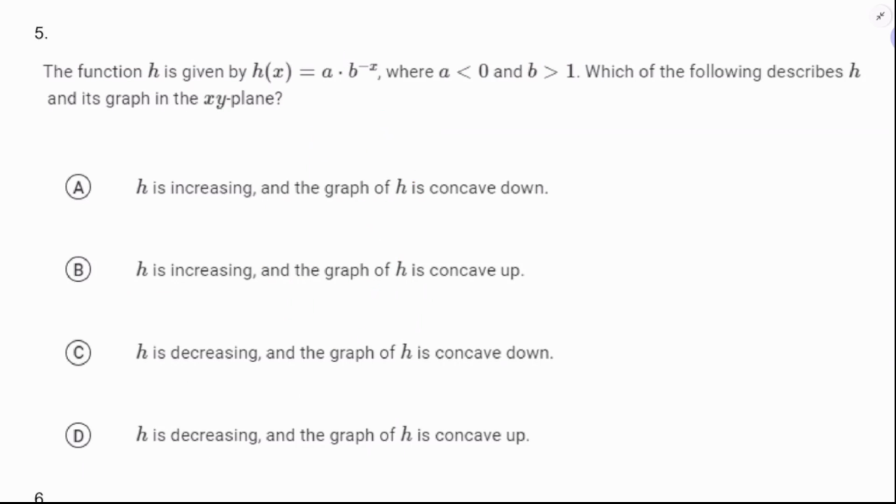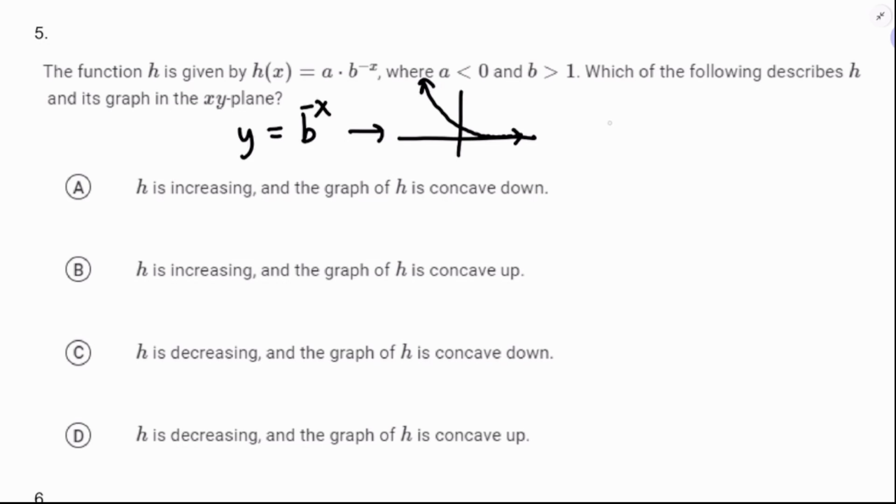All right, now h is given by a times b to the negative x, where a is negative. Oh, okay, interesting. a is negative and b is greater than 1. Okay, well, if a had been positive, I'd be thinking, okay, b greater than 1, b to the negative x, that's exponential decay. So this is, I'm just going to say y equals b to the negative x, and that would be exponential decay. That's really low, but okay, that works. Okay, that's my exponential decay curve.